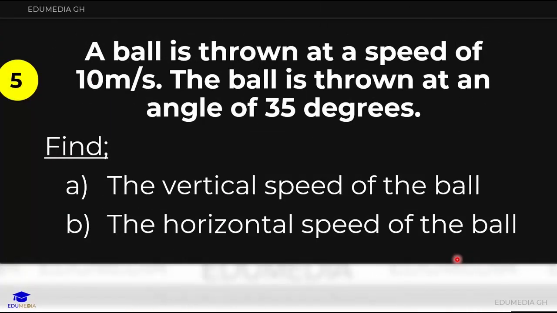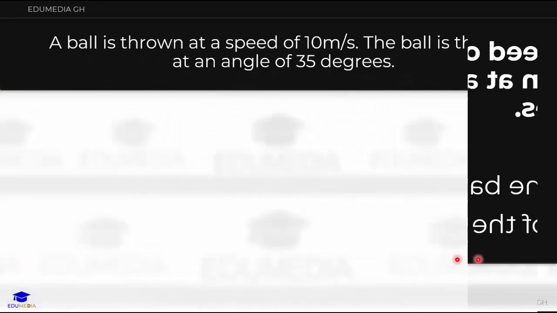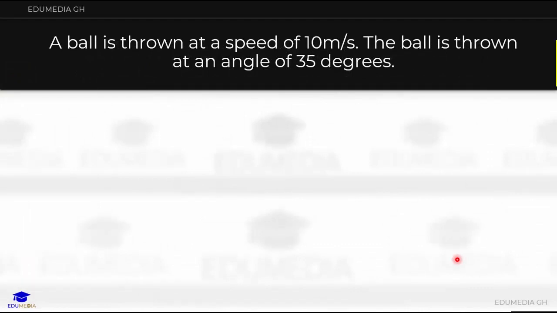Question number 5. A ball is thrown at a speed of 10 meters per second. The ball is thrown at an angle of 35 degrees. Find A, the vertical speed of the ball, and B, the horizontal speed of the ball. First of all, let us analyze this question. The ball is thrown at a speed of 10 meters per second.